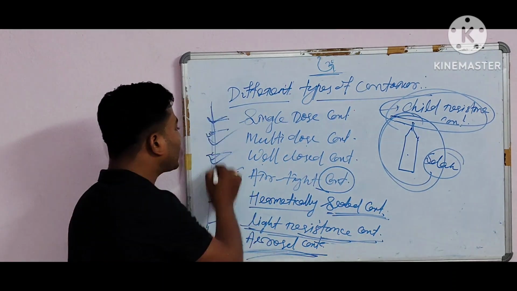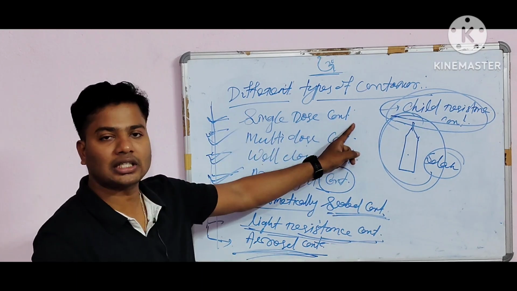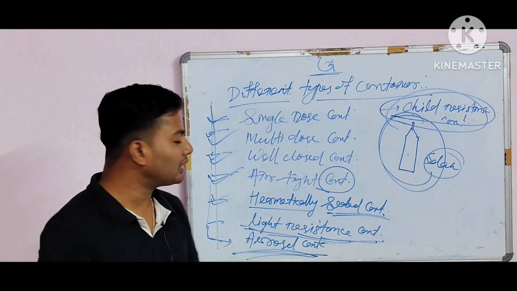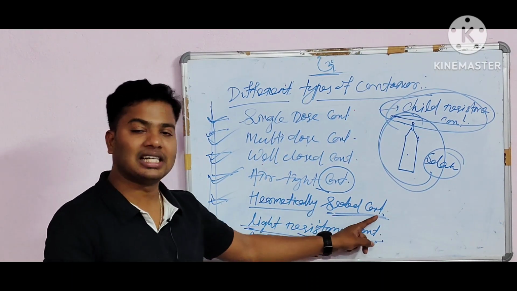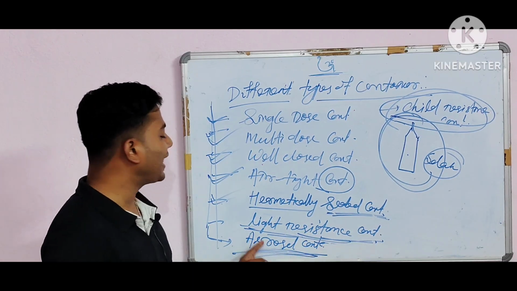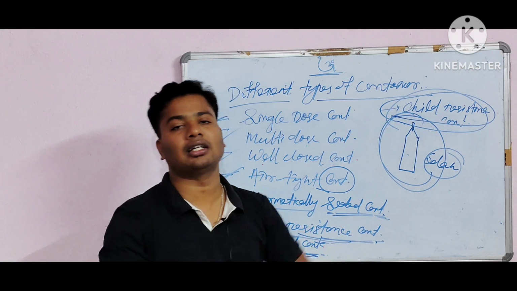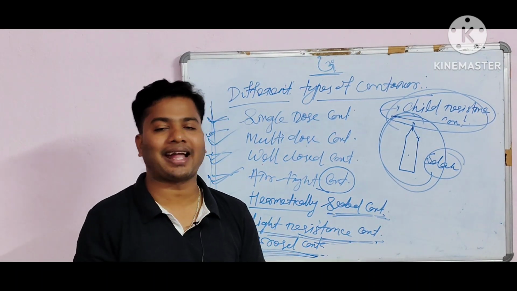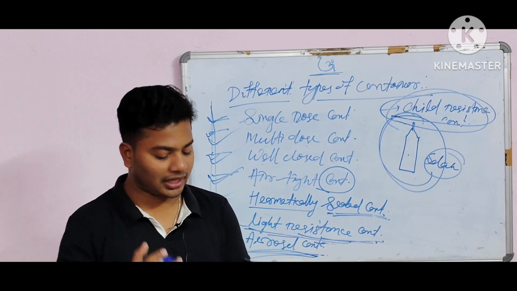Clear? So these are the different types of containers. First one is single dose container, second is multi dose container, third is well closed container, next is airtight container, next is hermetically sealed container, next is light resistance container, next is aerosol container, and finally child resistance container. Such containers you have to use for packaging liquid dosage forms in the pharmaceutical field. Clear? Thank you very much.